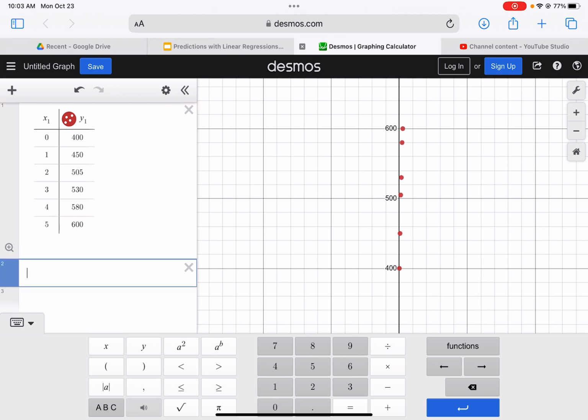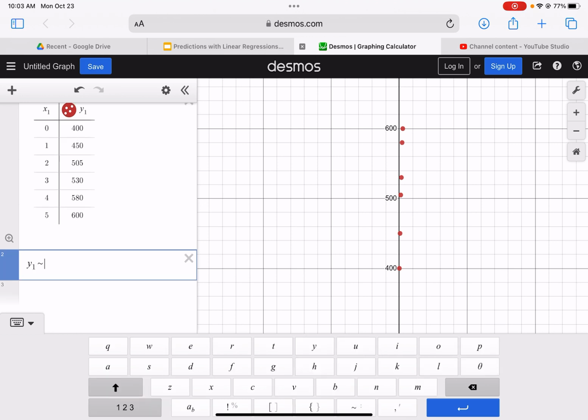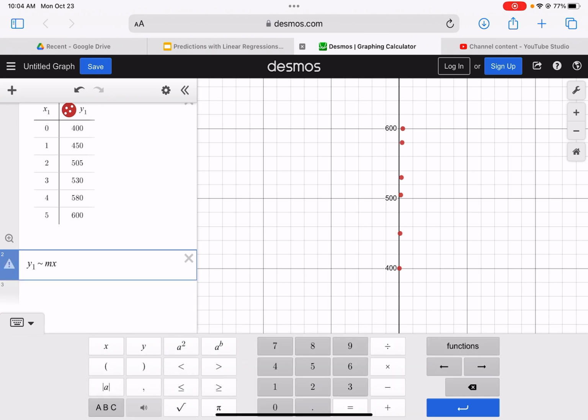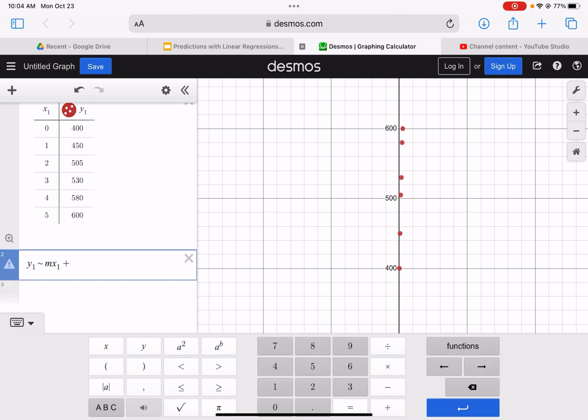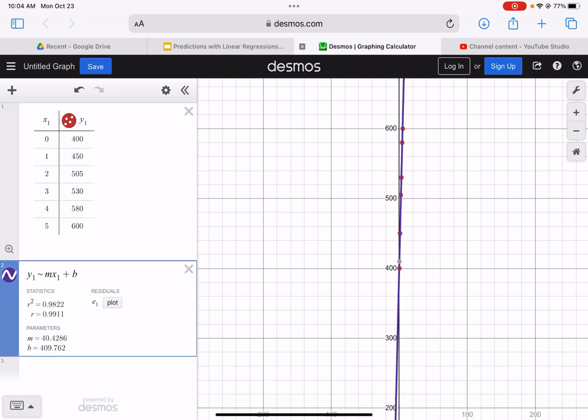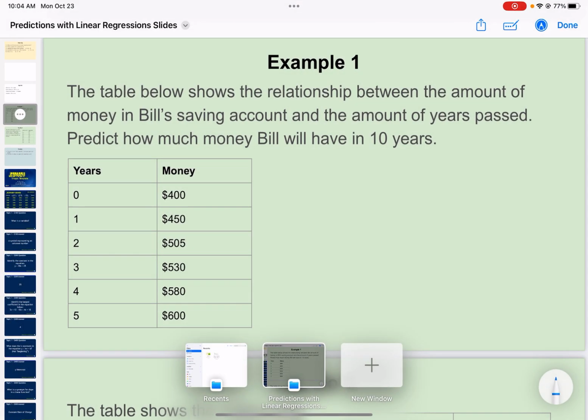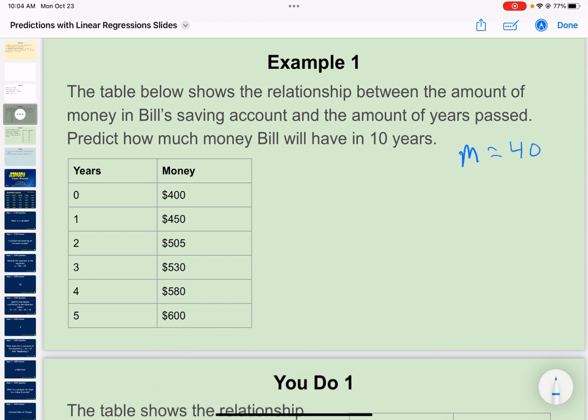All right. I run a linear regression using y1 is almost equal to mx1 plus b. And I can see I want to make an equation here. I have a slope of 40. I'm going to round this y-intercept to 410. So I'm going to say, okay, the slope is 40, the intercept is 410.